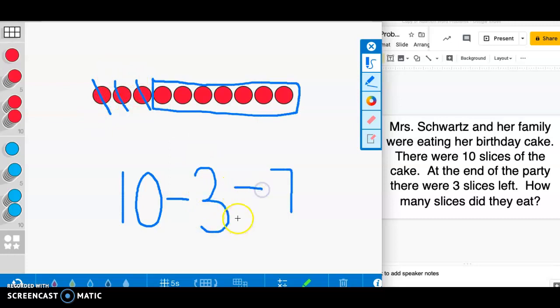And then equals 7. Now you could also write this another way. You could also write it as 10 minus 7 equals 3. And you'll have the right answer for both. All right, let's get ready for the next one.